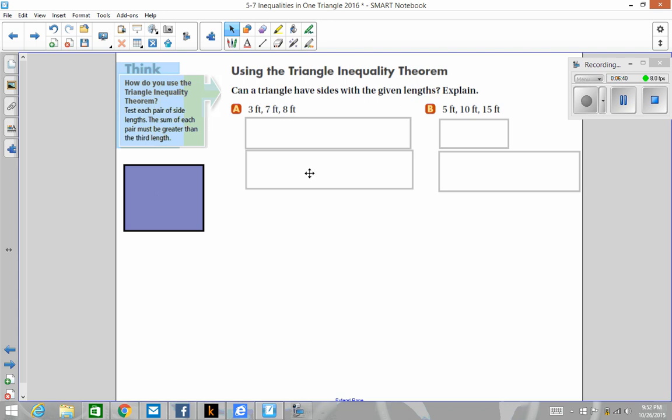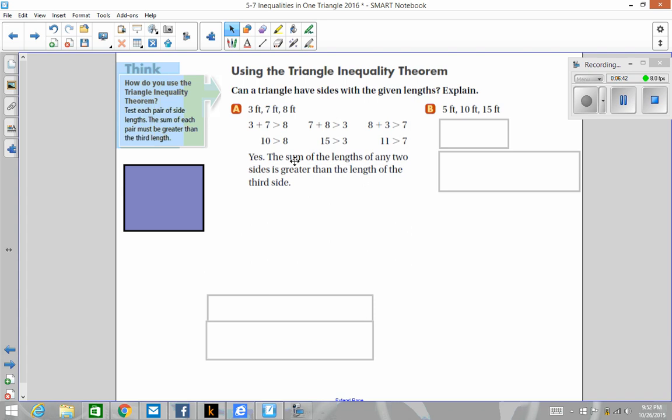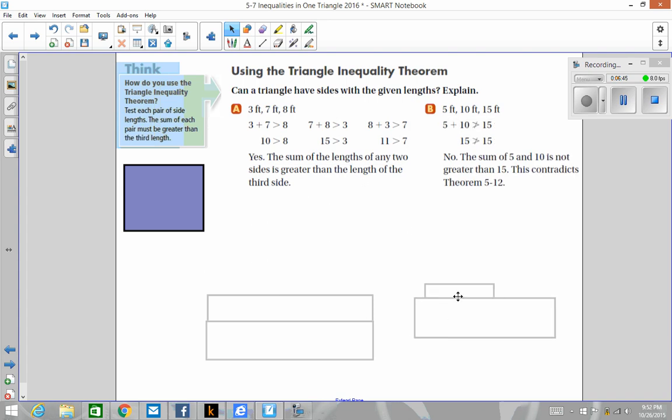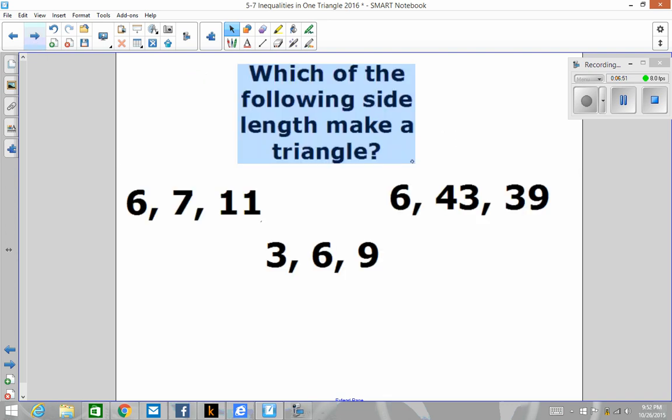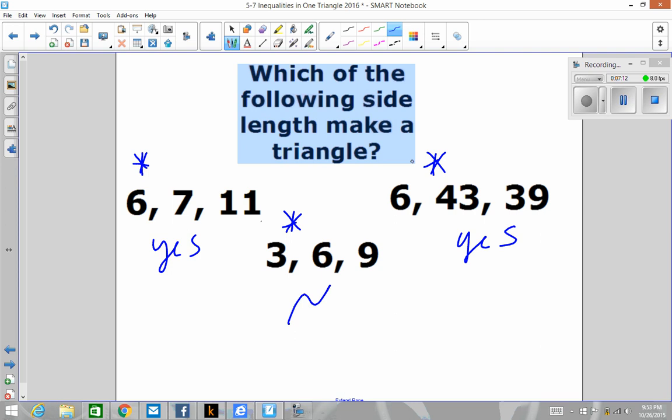Okay, so now let's check and see how you did. So yes, this one made a triangle. No, this one did not. And there's your reason. You can pause the video and look at the reasons if you need to. Okay, so which of the following make a triangle? Check these. And I'll check your notes when you get into class. All right, so this is a yes. This was a yes. And this was a no.